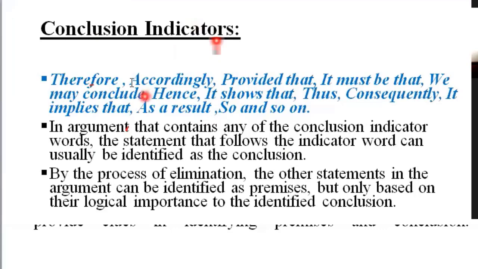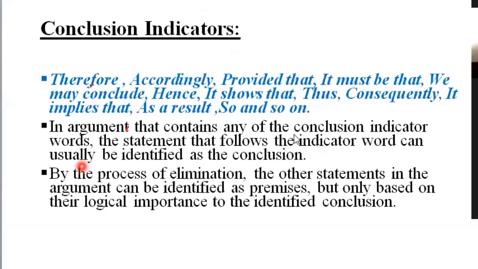For example, if there are words like that is, therefore, accordingly, provided that, it must be, we may conclude, hence, it shows that, thus, consequently, it implies that, as a result, so and so on, it is a conclusion. The part of that argument is a conclusion. The statement that comes after these indicator words is a conclusion.